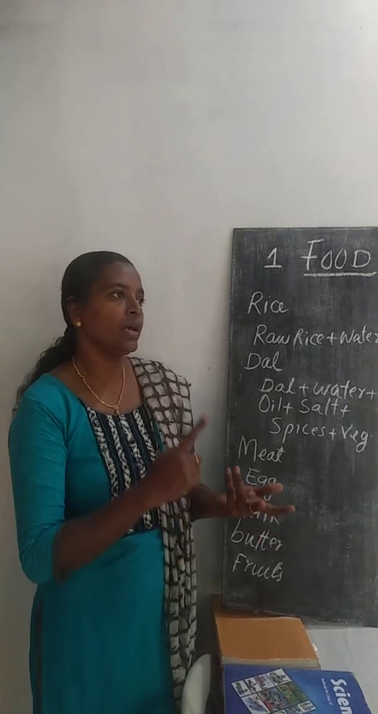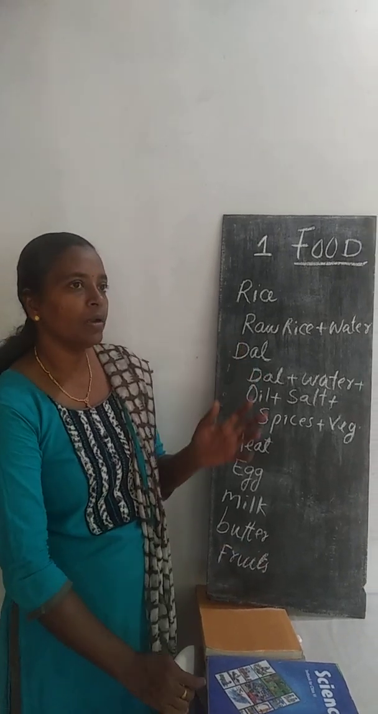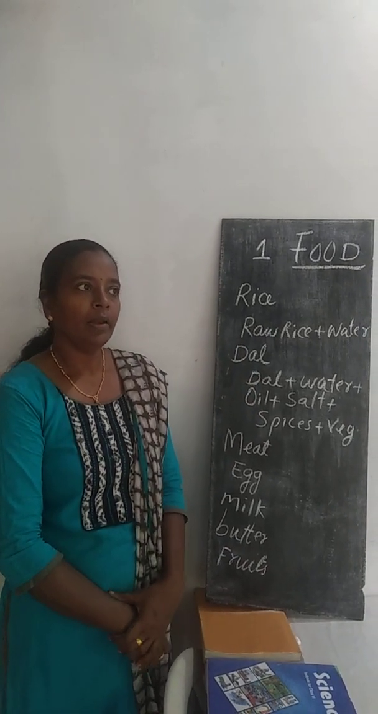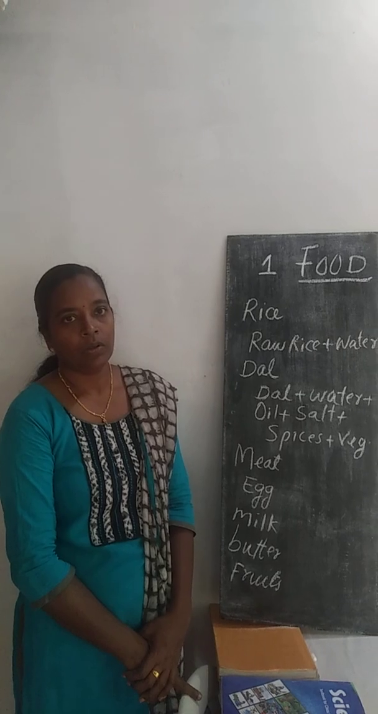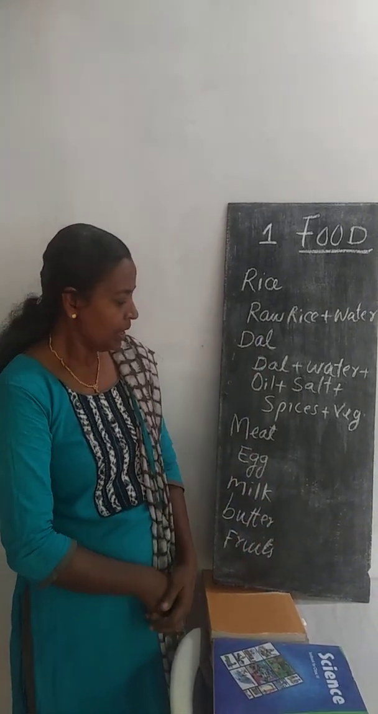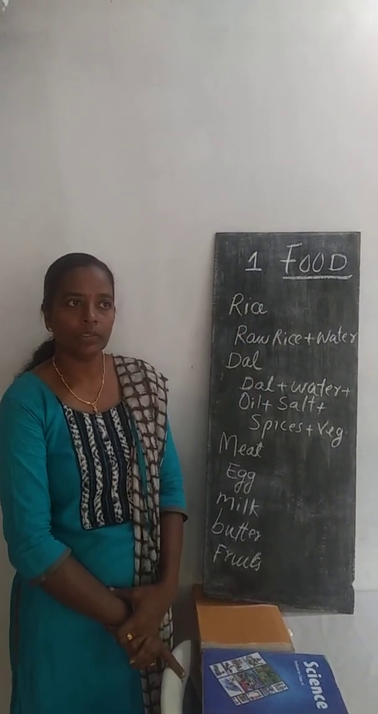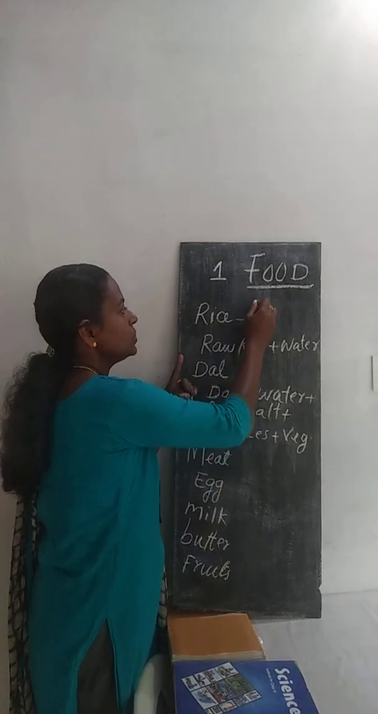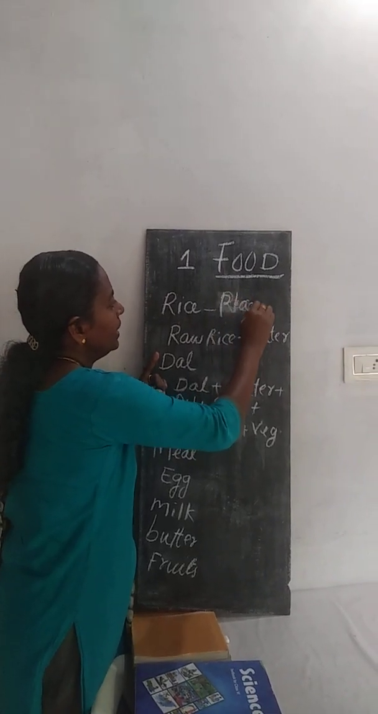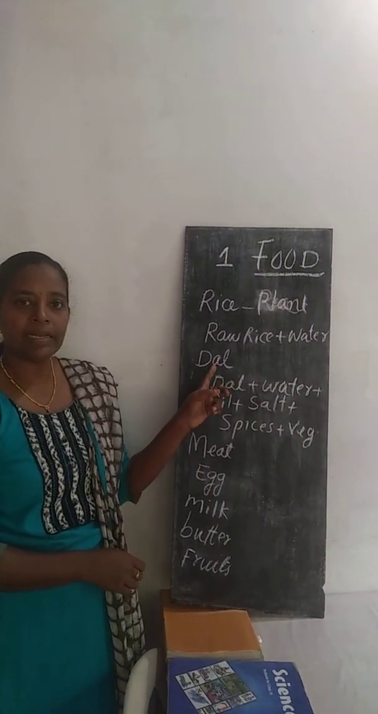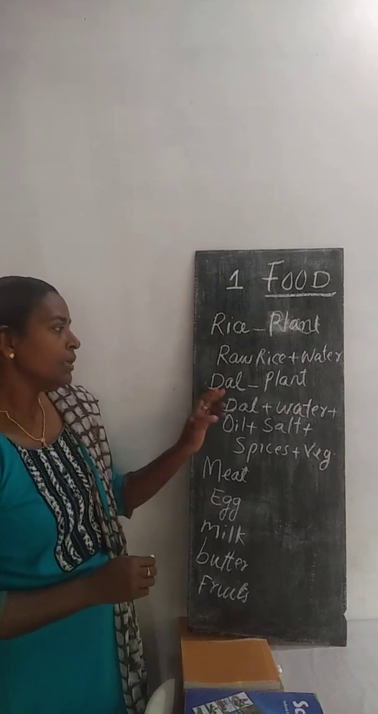So we are eating fruits, vegetables, meat, egg, milk, butter, different types of rice, everything. Now we discuss where all these things come from. Rice. From where do we get rice? From a plant, the paddy plant. So we can say that we get rice from a plant. What about the dal? That is also from a plant. Am I right? Yes. That is also from a plant.